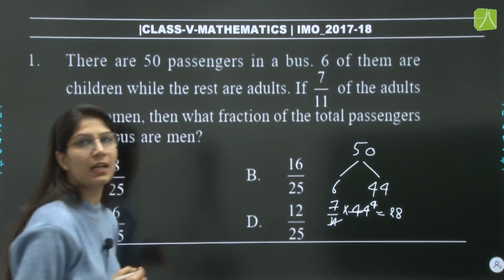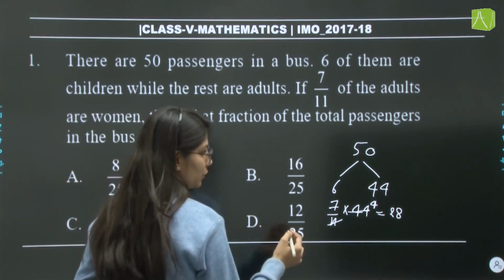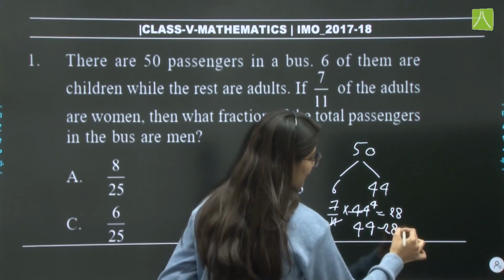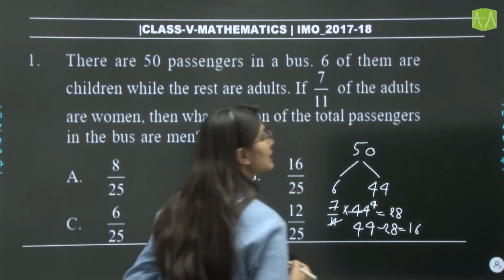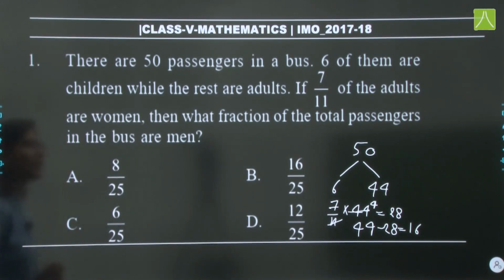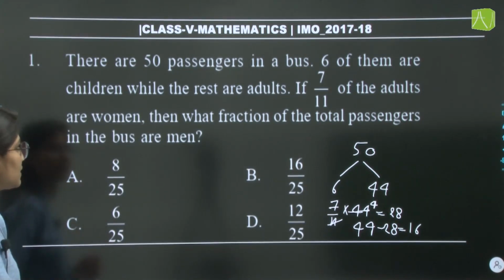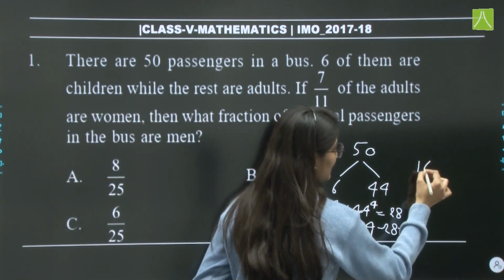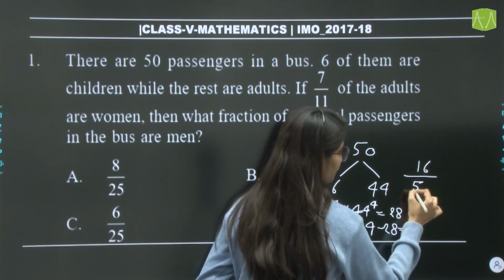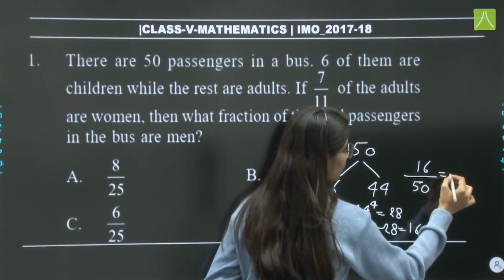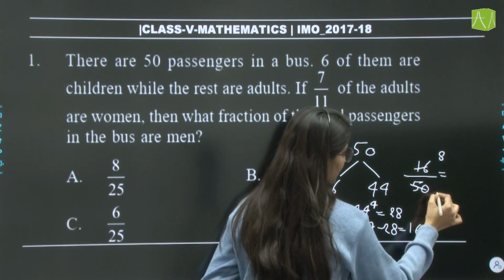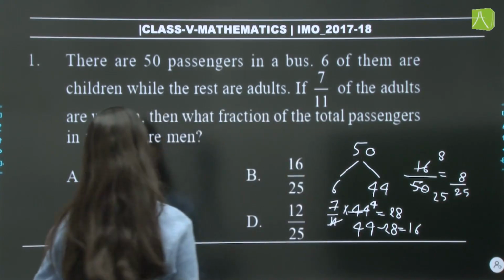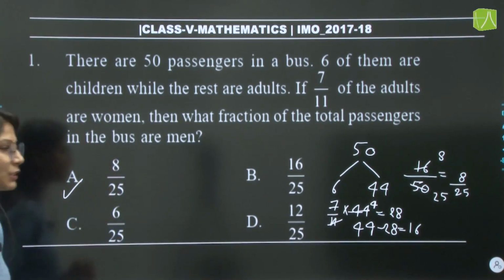So we can find out how many men are there in the bus. Out of 44, 28 are women, so men will be 44 minus 28, it will be 16. So there are 16 men in the bus, and now we have to find out what fraction of the total passengers in the bus are men. So first we can write how many men we have, that is 16 divided by total passengers 50. So 16 by 50 you can cut with the table of 2, 8 times and 25 times. The answer is 8 by 25. This is option A. So now let's move to the next question.